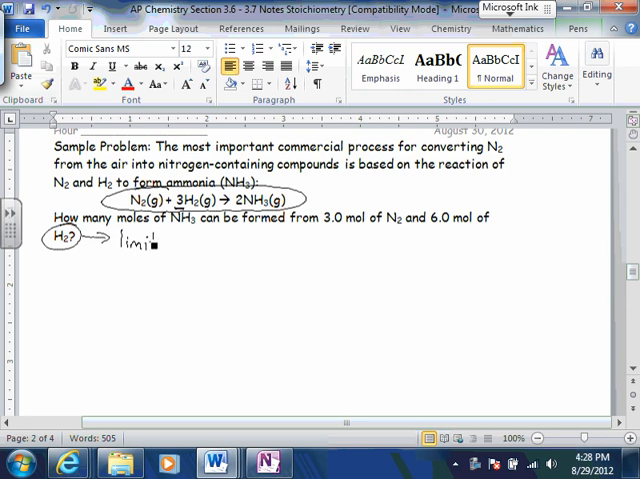It's the one that's going to run out first because there's supposed to be 3 times as much of that based on the chemical equation as there is of the nitrogen, and there's only 2 times as much. So we don't have enough. We're going to run out, okay?